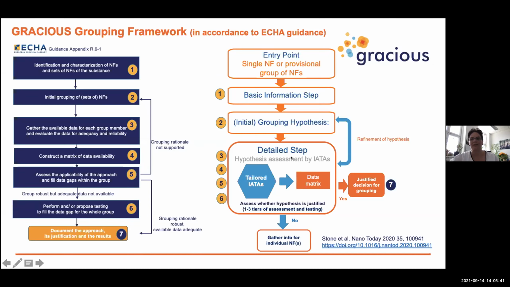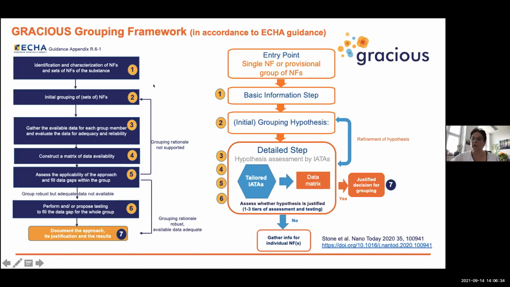After that, this is where, let's say, the magic will happen. No, not the magic. This is the detailed assessment step. Gracious has put together a whole bunch of different yatas, integrated approaches to testing and assessment, that guide the user through selection of decision nodes relevant for the specific grouping hypothesis. Behind each decision node, there is a testing strategy proposed consisting of 3 different tiers, having very simple assays in the first tier up to, let's say, in vivo tests that are suggested for the 3rd tier. These yatas help the user to construct a data matrix, and based on the data matrix, a grouping decision can then be made. So this is the guidance in a nutshell that also has been explained yesterday.